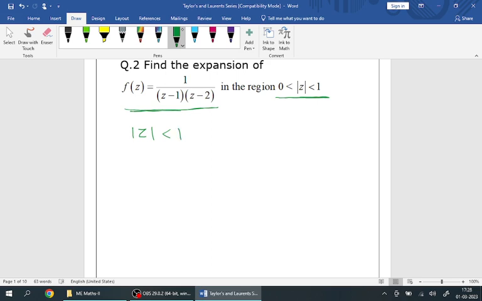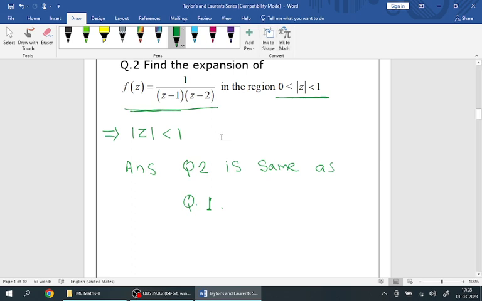Here we are given 0 less than mod z less than 1. But 0 less than mod z less than 1 indicates mod z less than 1 only. So if it is mod z less than 1 and the same function is there, the answer of question 2 is the same as question 1. So there is no change, because it's exactly the same region that we have. Okay, so no need to solve it.